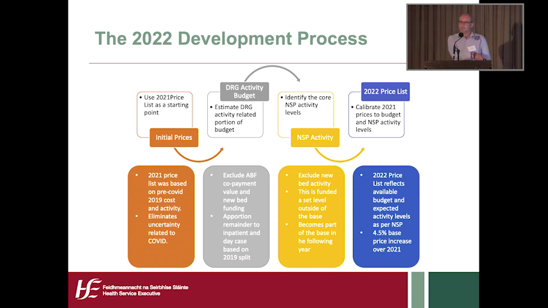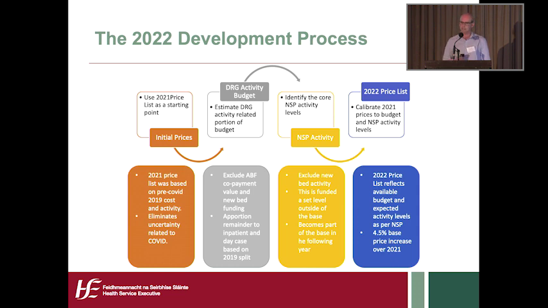This is as technical as it's going to get. I'm just going to bring you through the development process. So really what we decided to do was we were going to revert back to our 2021 price list. The reason for that is because it was based on 2019 costs and activity, the last unaffected year, so it was a good solid base. It also tied in with what was happening on the National Service Plan. That was what Brian mentioned earlier on, that Emer worked on.